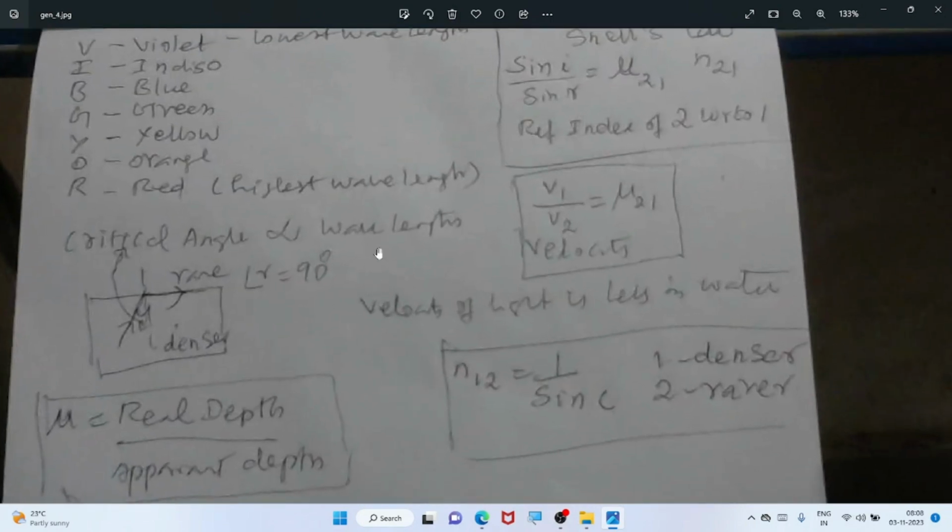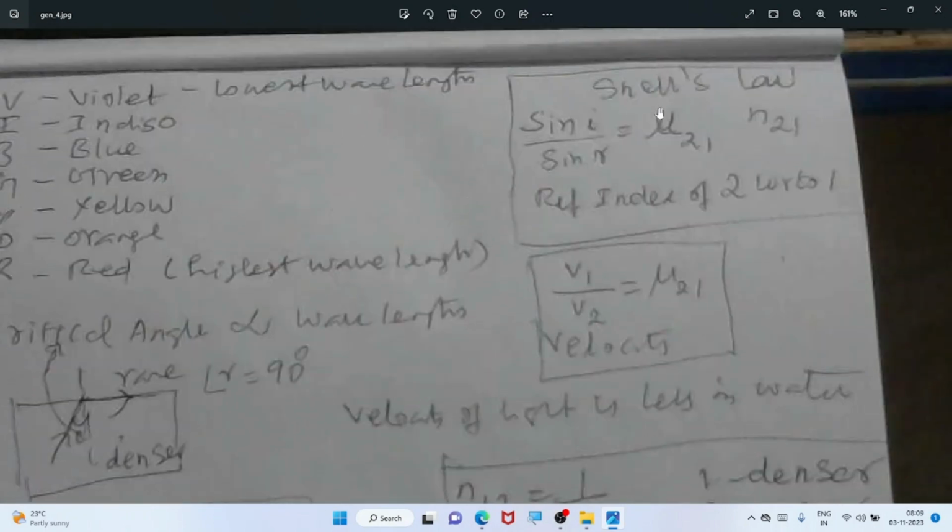See, light has many colors, but the visible colors to the eye are 7. That is VIBGYOR: violet, indigo, blue, green, yellow, orange, red. Red has the highest wavelength, and violet has the lowest wavelength.